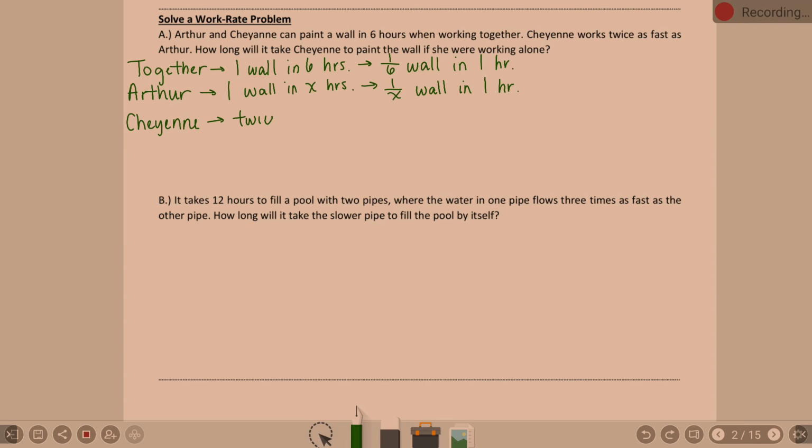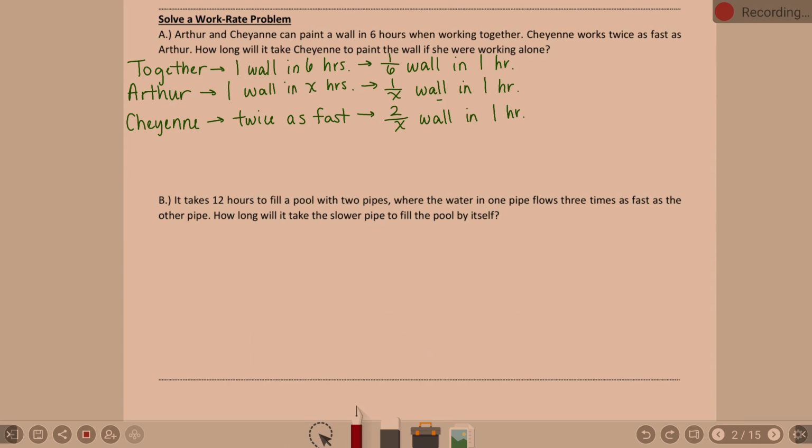Okay. We know Cheyenne works twice as fast. Now, if Cheyenne works twice as fast, if Arthur can do 1/x of a wall in 1 hour, Cheyenne can do twice that. So if you take 1/x and multiply by 2, she can do 2/x of a wall in 1 hour. Okay? I'm going to argue those are the pieces we need. This is all about what can each group do in 1 hour.